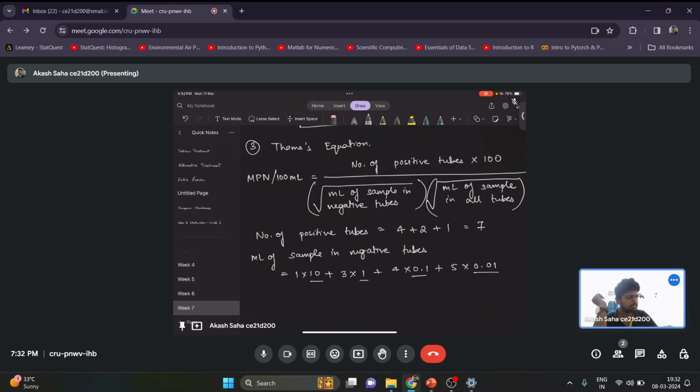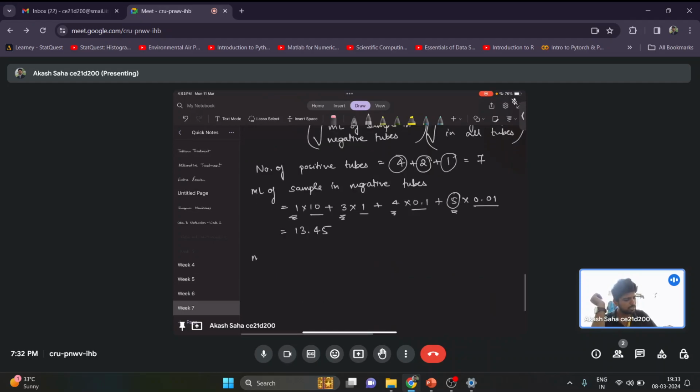Since in the first set 4 were positive, 1 will be negative. Then 2 were positive, 3 will be negative. 1 was positive, 4 will be negative. When 0 was positive, 5 will be negative. Like that we have summed up. So the total will be around 13.07.